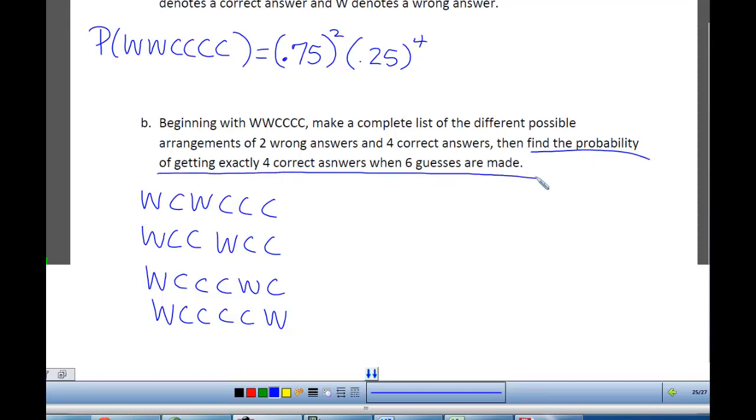But what we do want to do is find the probability of getting exactly 4 correct answers when 6 guesses are made. That's what I'll ask you on the test. And so you need to stop and ask yourself, could this possibly be binomial? Does it meet the requirements of a binomial experiment? Do we have a fixed number of trials? Yes. It's 6 questions.